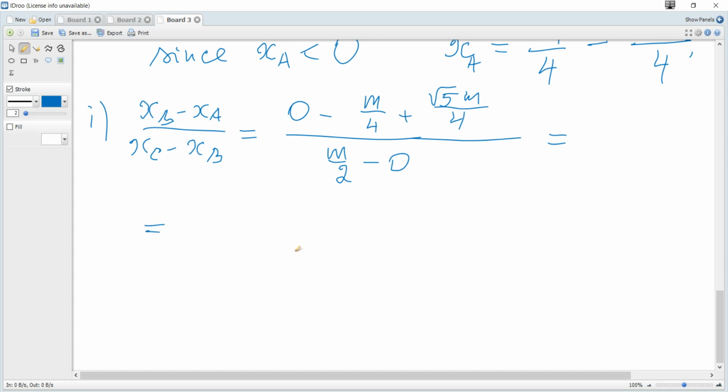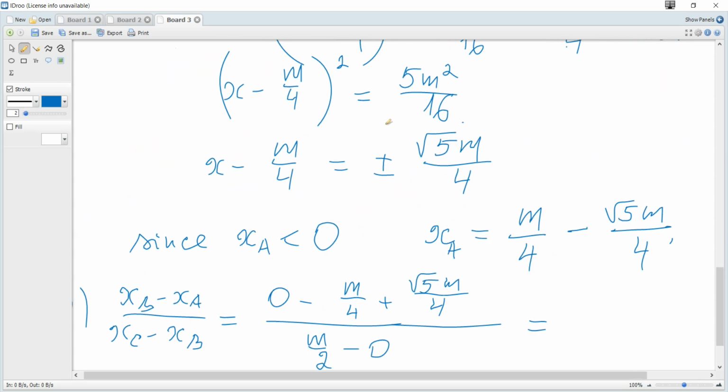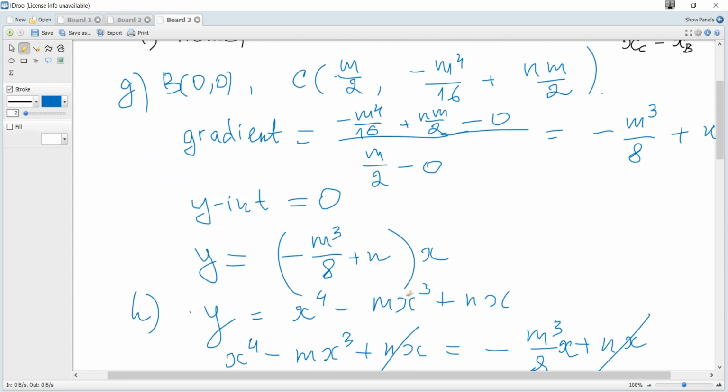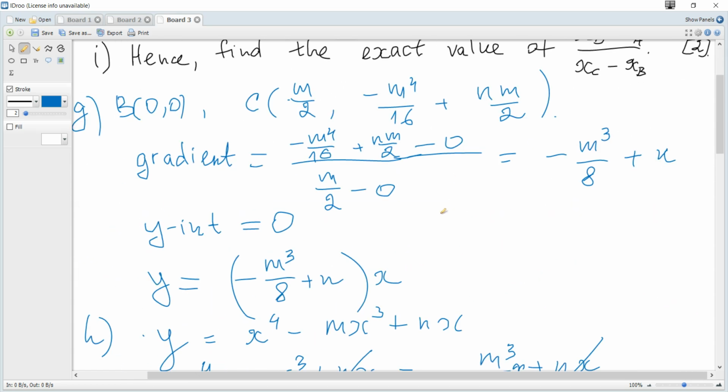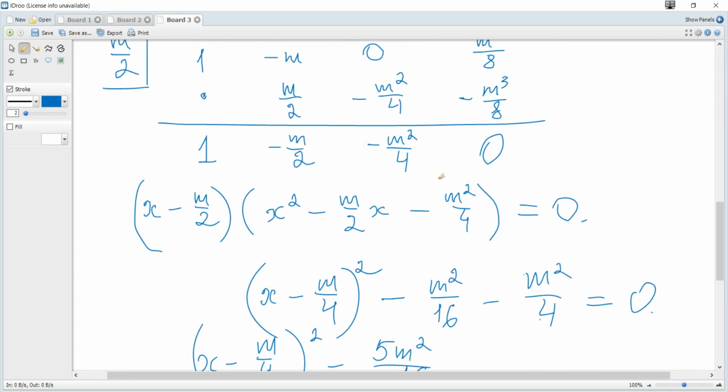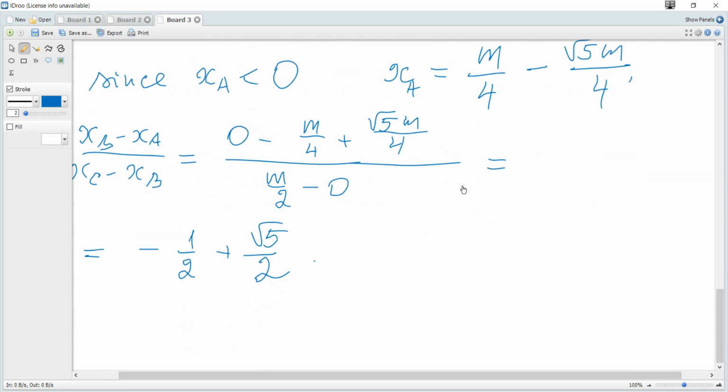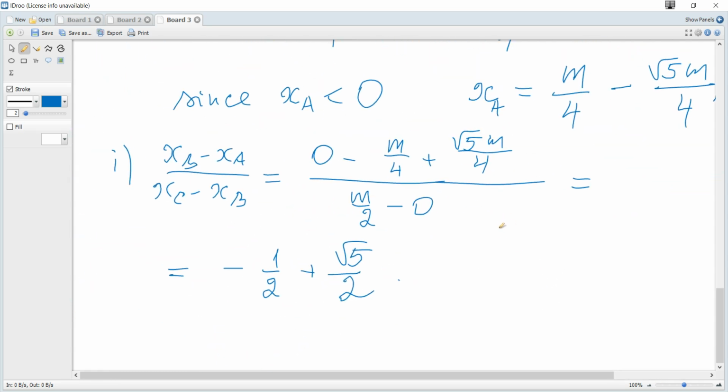You can see that multiplying each term in the numerator and denominator by 2 and dividing by m, we get that it becomes minus a half plus root 5 over 2. We need the exact value, and it's the required exact value. And that's all for this question.